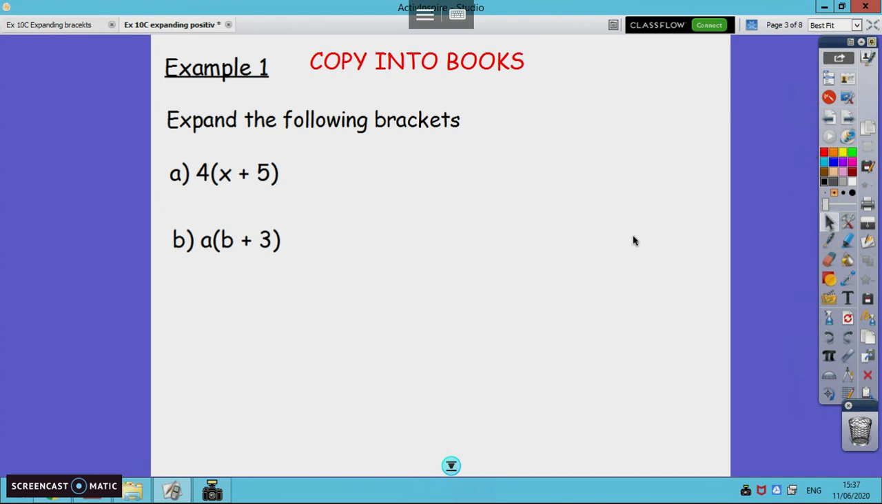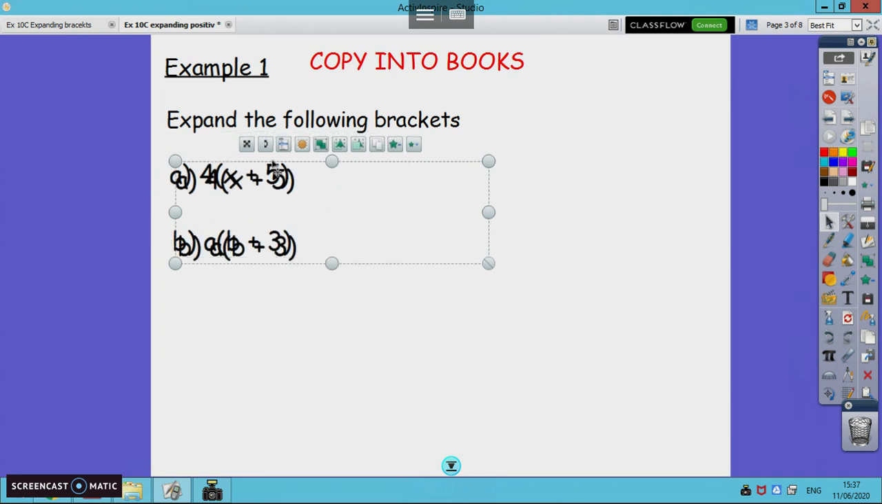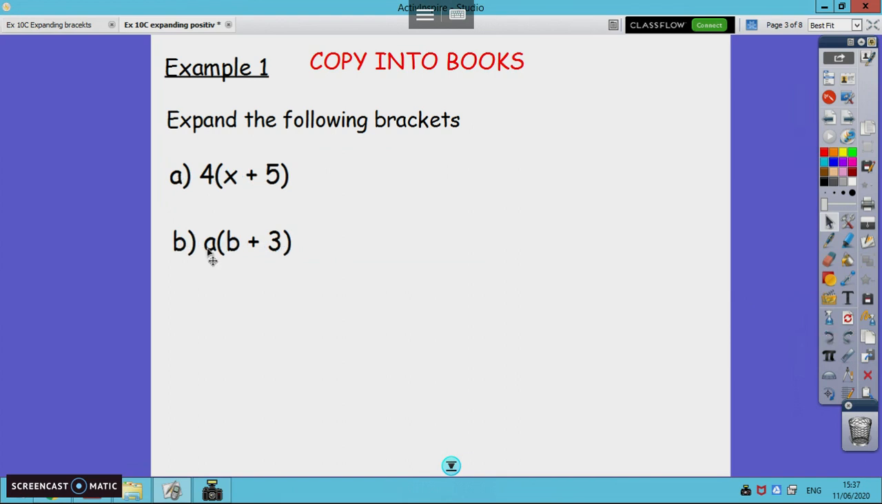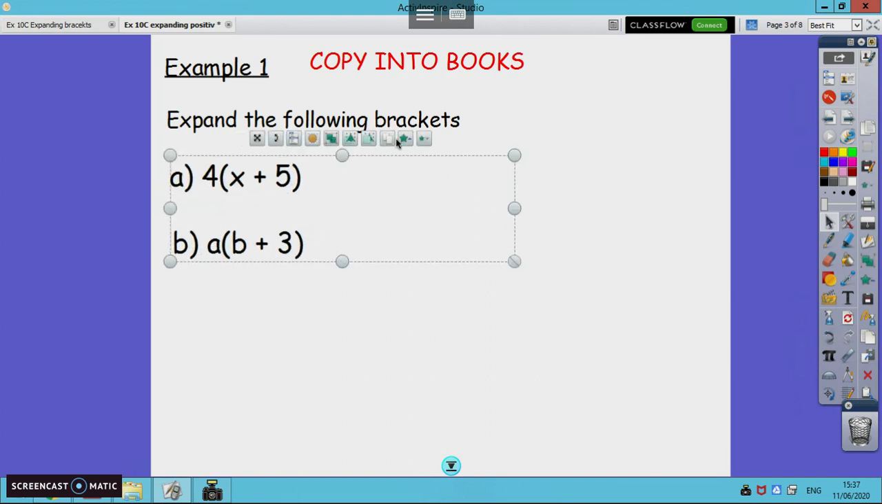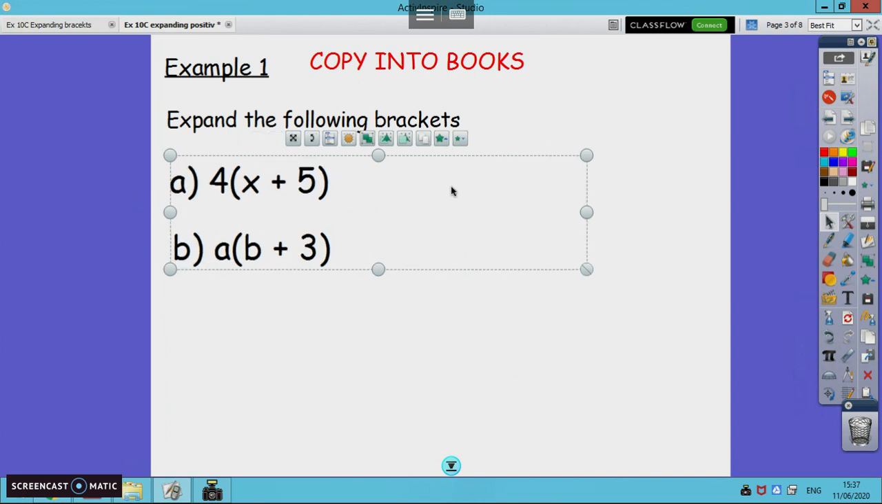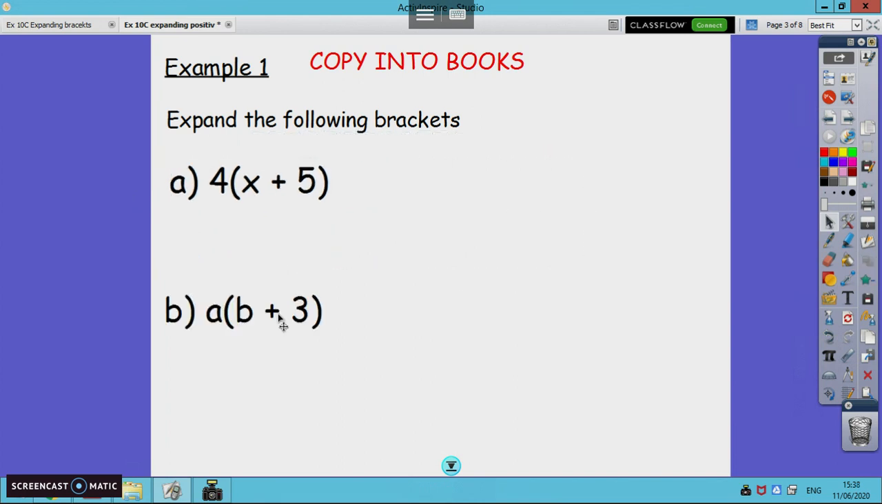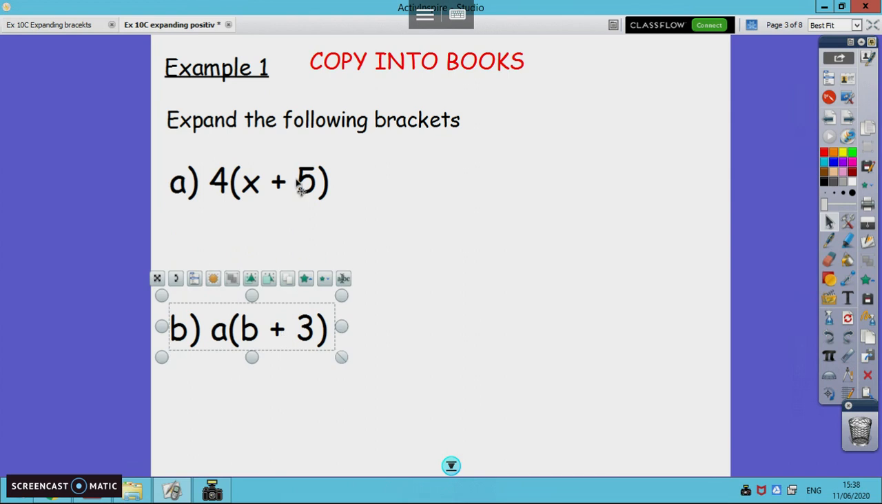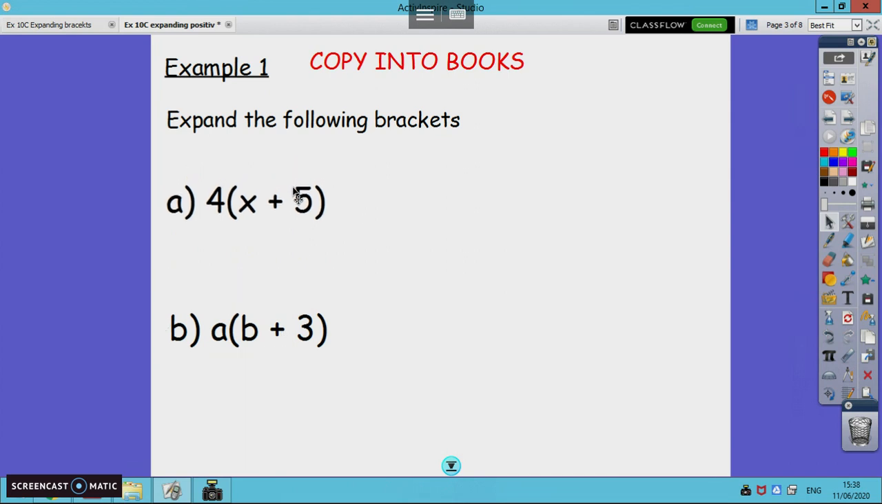Let me see if I can make them a little bit bigger. Oops. Oh yeah, I copied it, which I don't want to do. There we go. I want to make them a little bit bigger. There we go, that's better. Move that one down. So we've got something here that says 4, and then in brackets it says x plus 5.